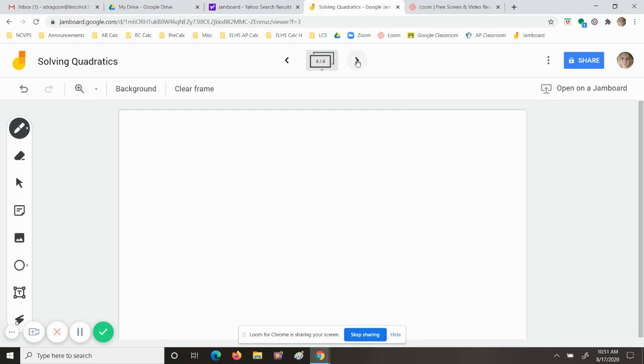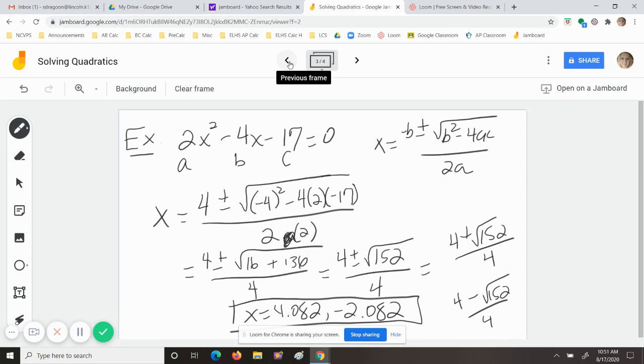If you struggle typing things into the calculator, just be careful about parentheses. A lot of times, I'll go back really quick and show you. A lot of times, I'll just type in the top, 4 plus square root of 152, hit enter, and then divide by 4. Okay, same for the other one. That way, you just don't have to worry about any square roots or typing something in incorrectly.